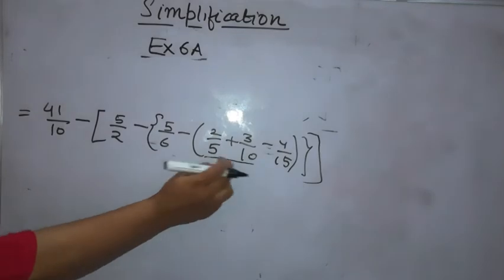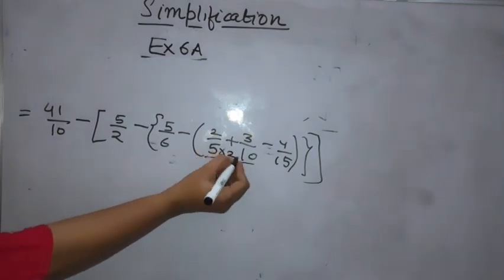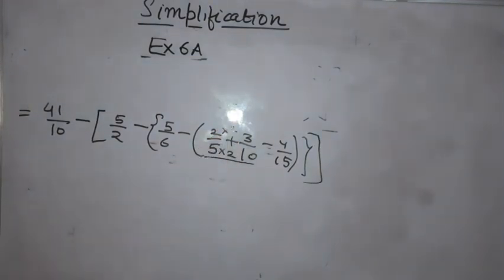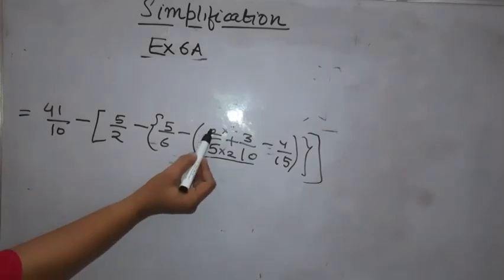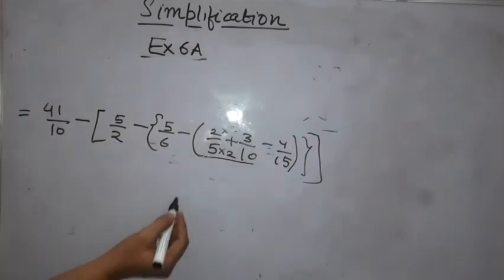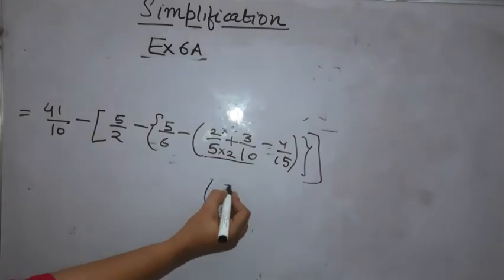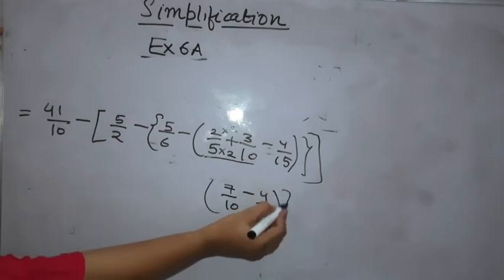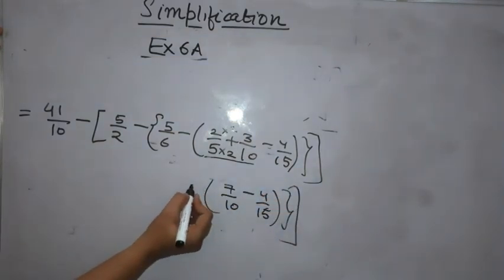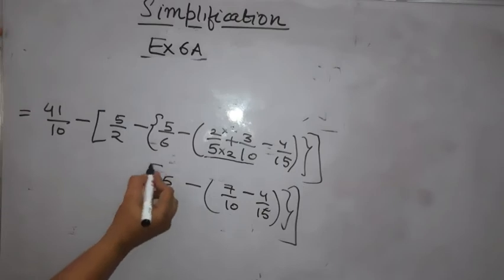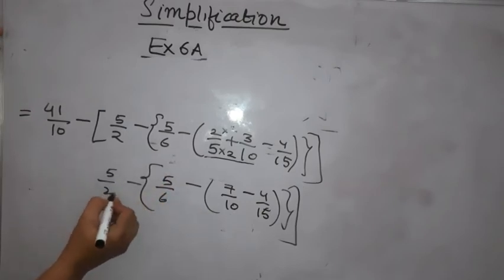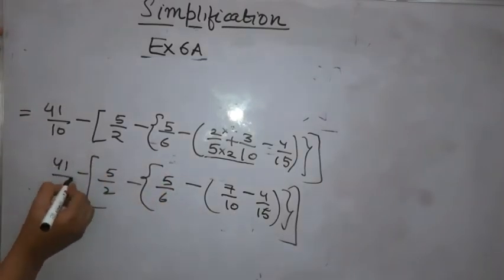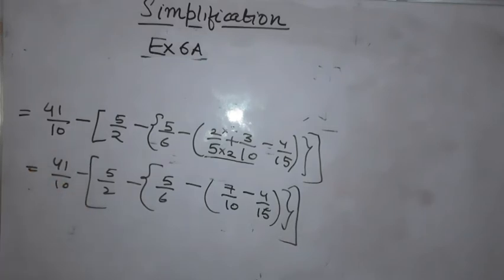Now what is the LCM of 5 and 10? It is 10 because 10 comes in the table of 5. So here it will be 2 2s are 4 and 4 plus 3 is 7. So in the small bracket here it will be 7 upon 10 minus 4 upon 15. This much is left in the small bracket. Here it will be curly bracket, big bracket and then 41 upon 10. One by one you have to solve. Now kindly tell me what is the LCM of 10 and 15.